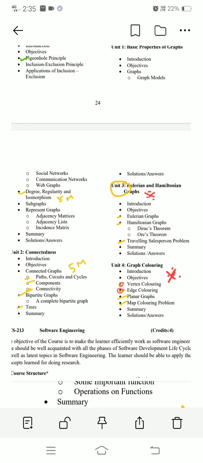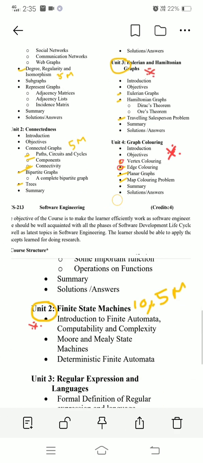And the last thing is graph coloring, and graph coloring includes vertex coloring, edge coloring and planar graphs. But vertex and edge coloring are mostly asked in many exams. In vertex coloring, the adjacent vertices should not be colored with the same color. The same goes for the edge, the adjacent edges should not have the same colors. So these are small concepts, just study and then you can write the exams.